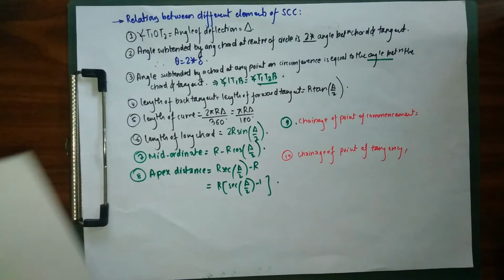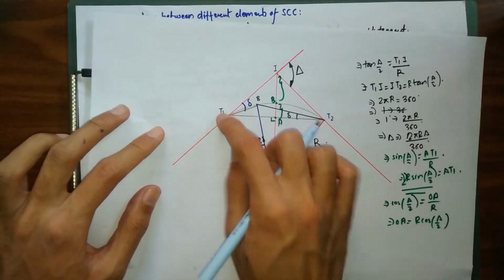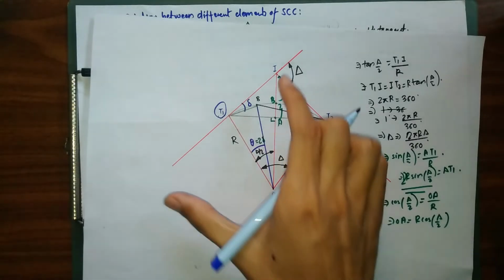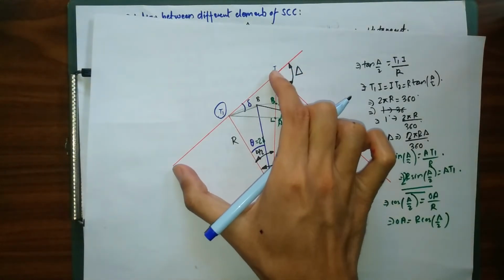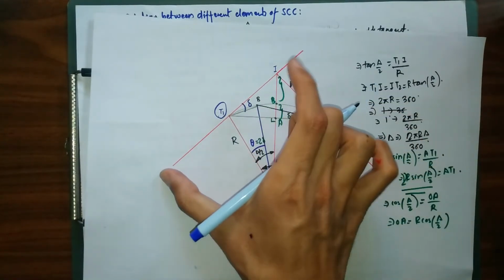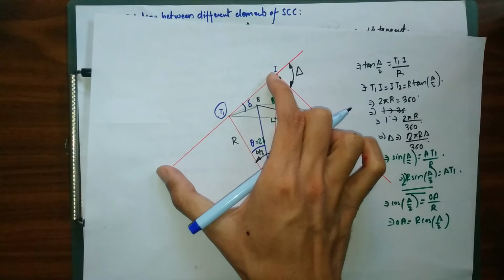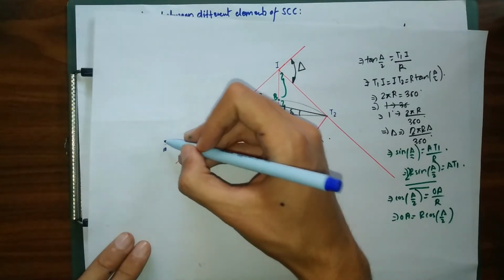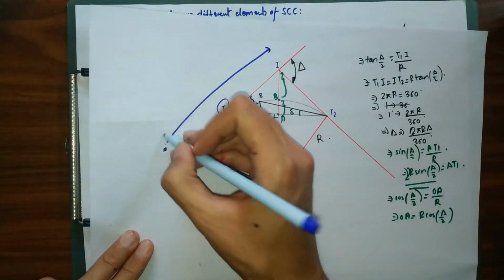As I explained before already, this is our point of commencement, our point T1. We need to find the chainage of this point, and in order to do that, from our chainage of point of intersection, we are simply going to reduce our length of back tangent. Our length of back tangent is T1I. Let's say we have a certain point over here. From this point up to here, we are going to have our chainage of point of intersection.